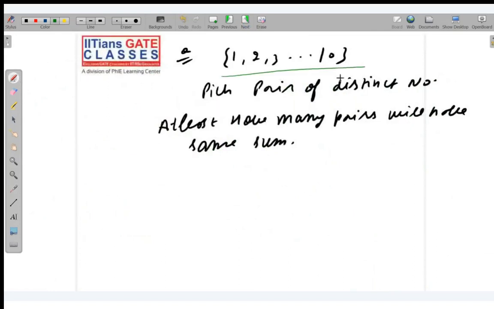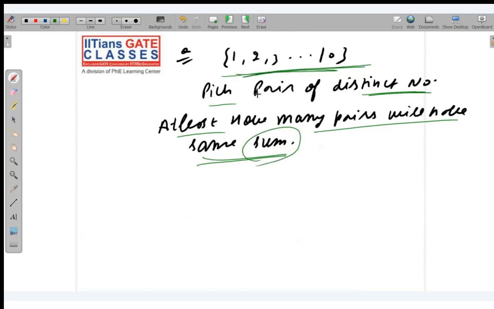The next question, 1 to 10. These are numbers. Pick pair of distinct numbers. We want to pick pair of distinct numbers. Now, at least how many pairs will have the same sum? This is a different kind of question. So what they want to say, we are picking pairs of distinct numbers. We have 10 numbers.